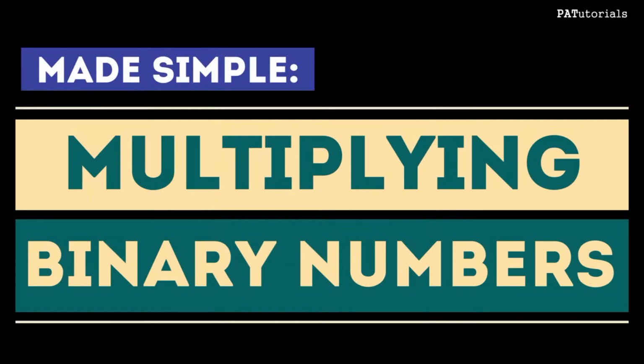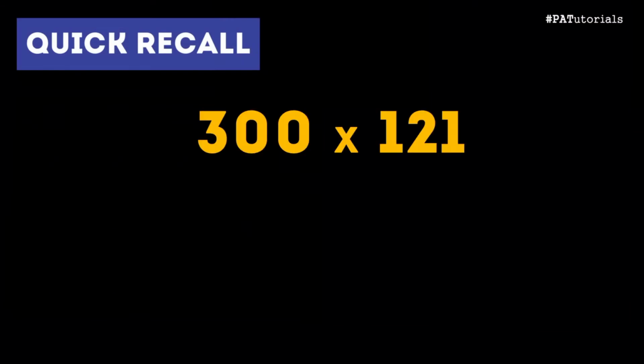For today's video, I'm going to discuss how to multiply binary numbers. But before that, let's just have a quick recall on how to multiply numbers normally. So in here, we have 300 times 121. The first thing that we're going to do is of course to write it in a vertical manner so that we can visualize the process easily.